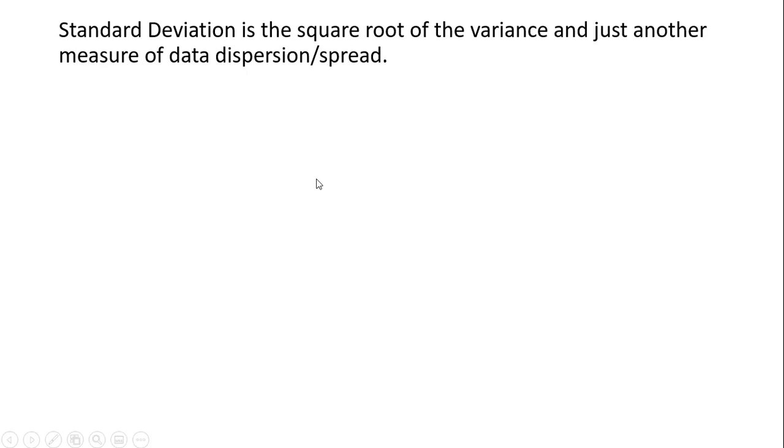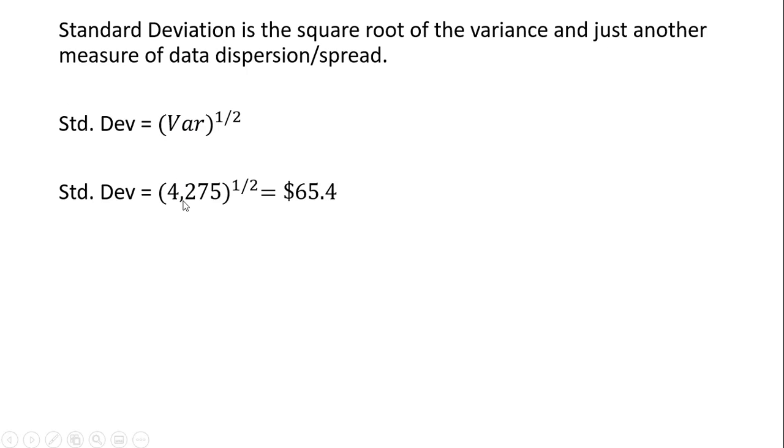One other thing we should look at is the standard deviation. The standard deviation of the investment is just going to be the square root of the variance, and just another measure of data dispersion or data spread. Bigger standard deviation, more the data is dispersed around its mean. And so we're just going to take the square root of the variance, and as we saw on the last slide, the variance was 4,275. So taking the square root of that, we get a standard deviation of 65.4.